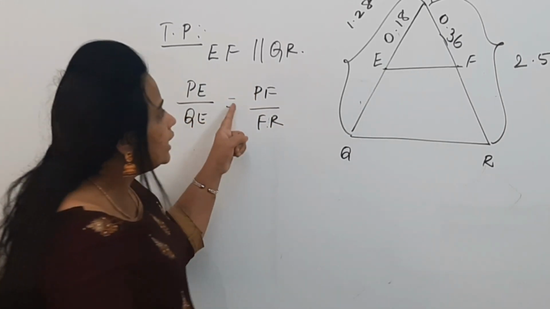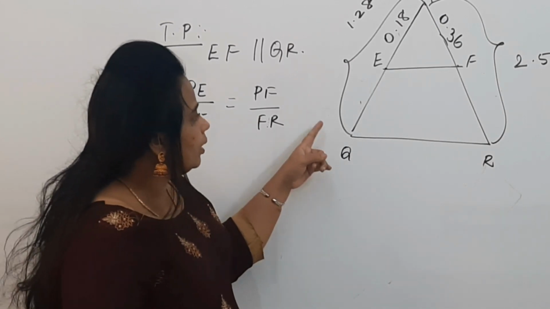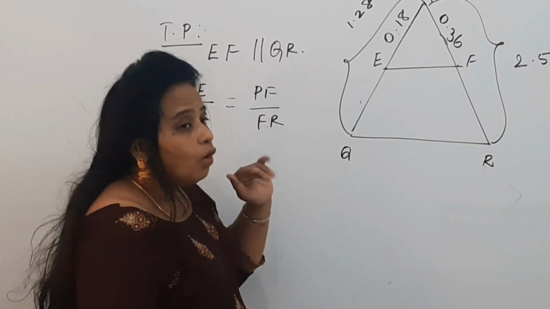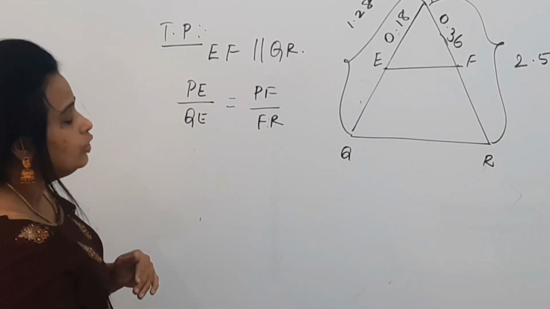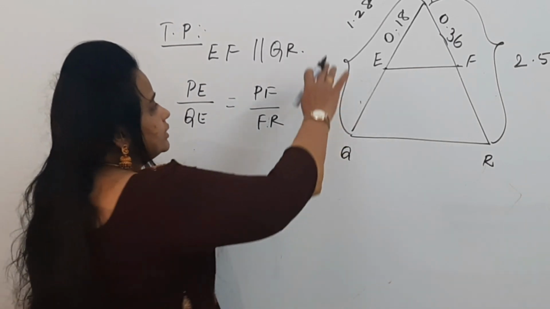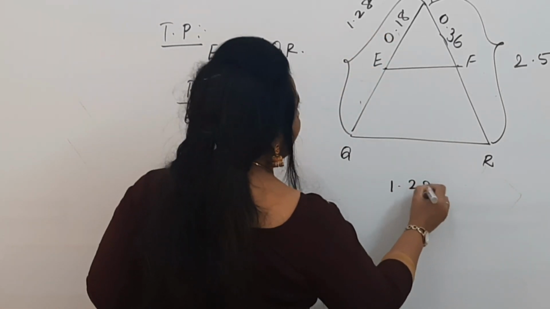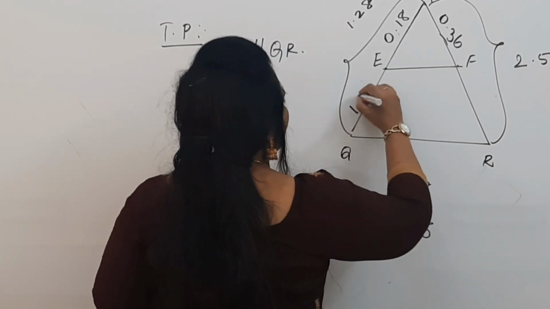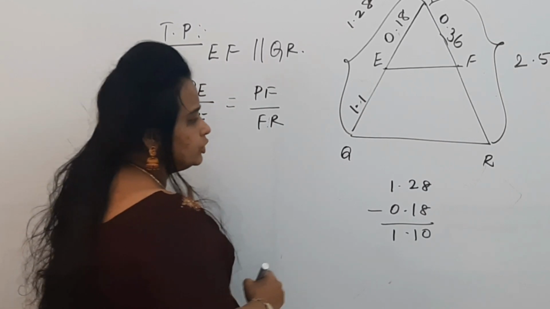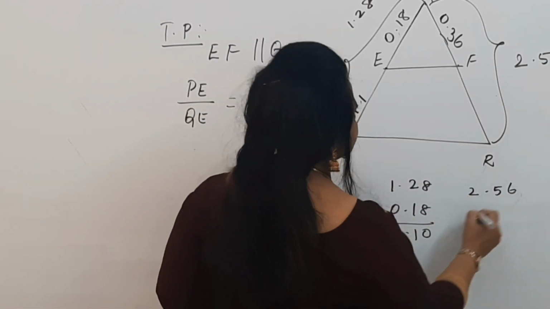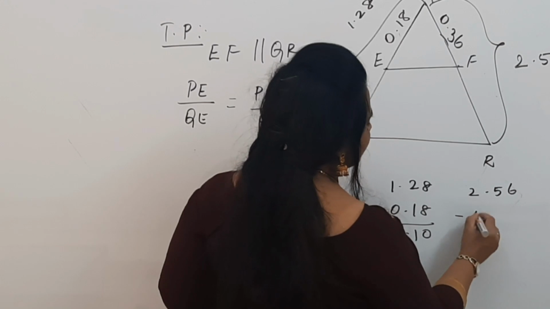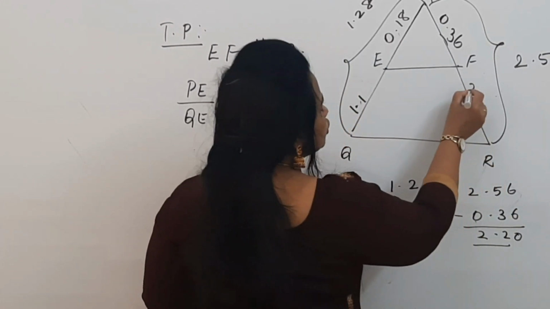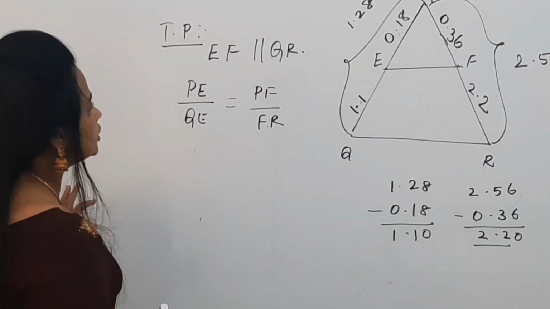by QE is equal to PF by FR. But I don't know the ratio with respect to PQ and PR. That is given whole side. That is the full side of the two sides of the triangle. So what I will do? This I will subtract. So 1.28 minus 0.18 is equal to 1.1. So my QE is 1.1. So simple. So 2.56 minus 0.36, that is equal to 2.2. So now I go and substitute.